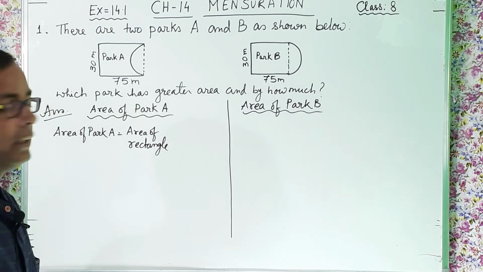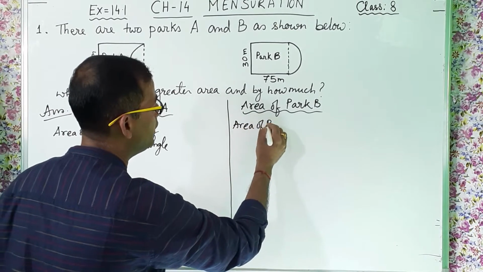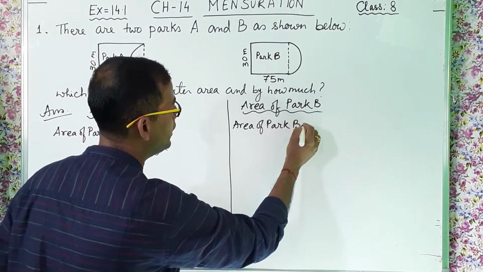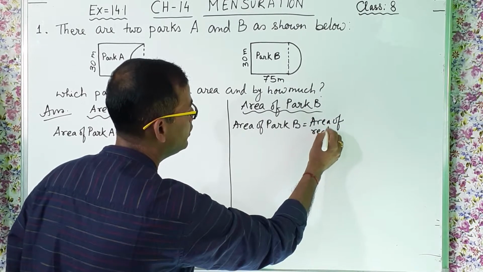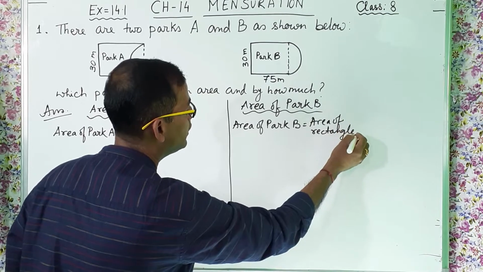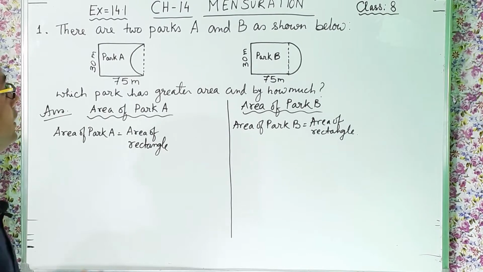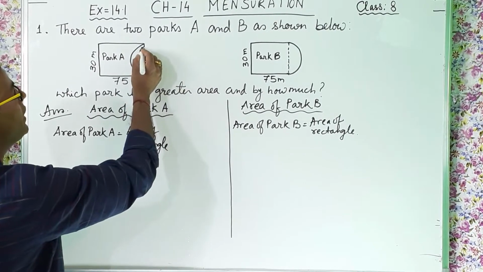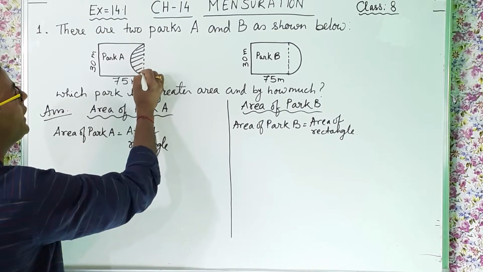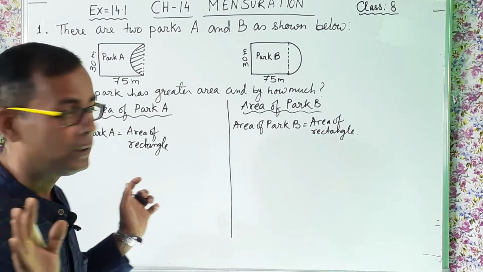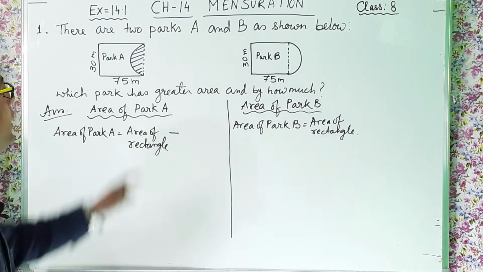Area of the rectangle, and here also area of park B will be the area of the rectangle, clear? That means this is the rectangle and here this one is the rectangle, but in the diagram this part is not there. Can you see nicely? So this part from the rectangle I have to remove. So how can I remove? Minus.